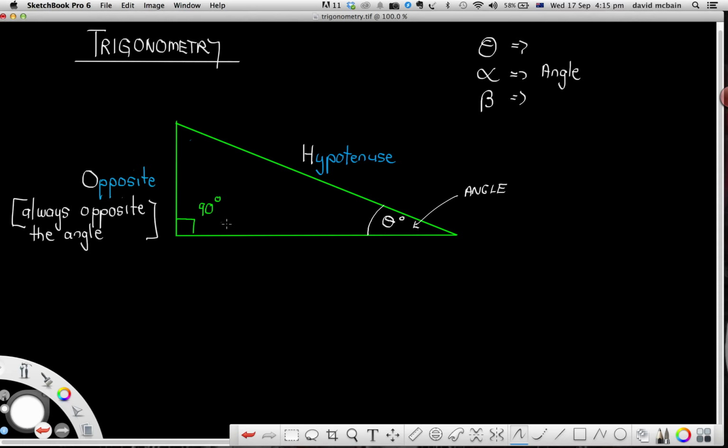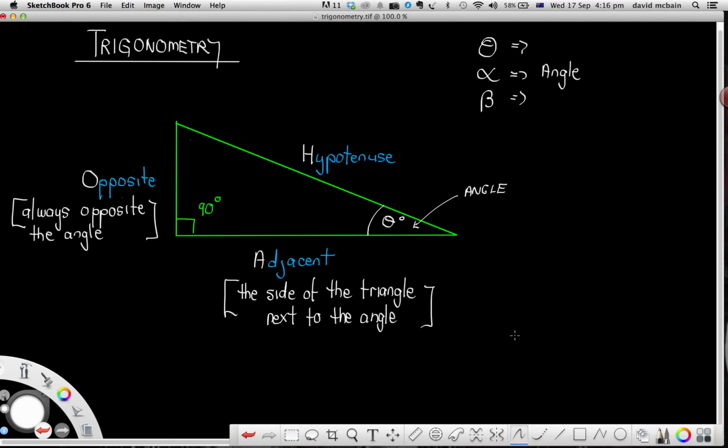The remaining side, the last side, is called the adjacent. A for adjacent. And often it's the side that's left over. Okay, what it really means is it's the side that is next to the angle. So this is the side that's opposite the angle. This is the side that's next to the angle. Adjacent means next to. So it's the side next to the angle. Okay, so they're the key sides of a right angle triangle.